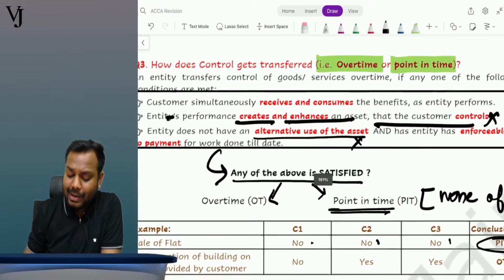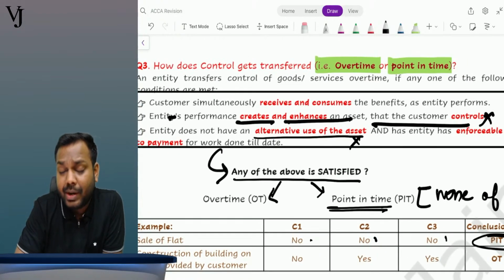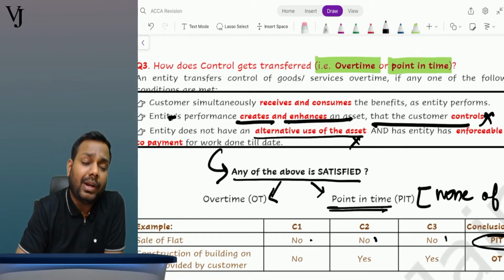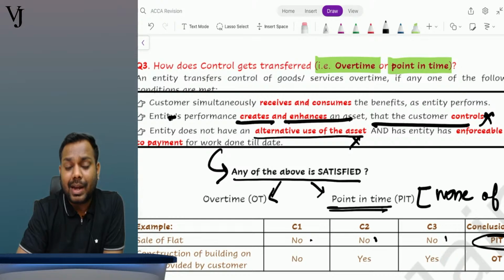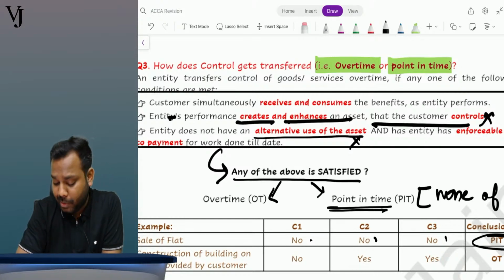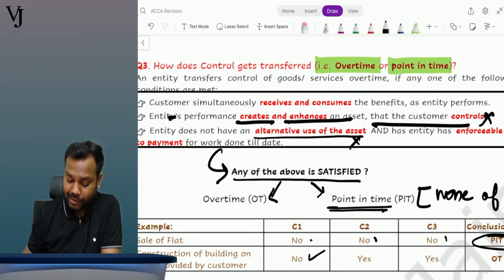Customer simultaneously receives and consumes the benefit as the entity performs. Now tell me, as and when the DLF is constructing that property, in that case, am I getting any benefit? No, I am not getting any benefit. Condition number 1 fails.